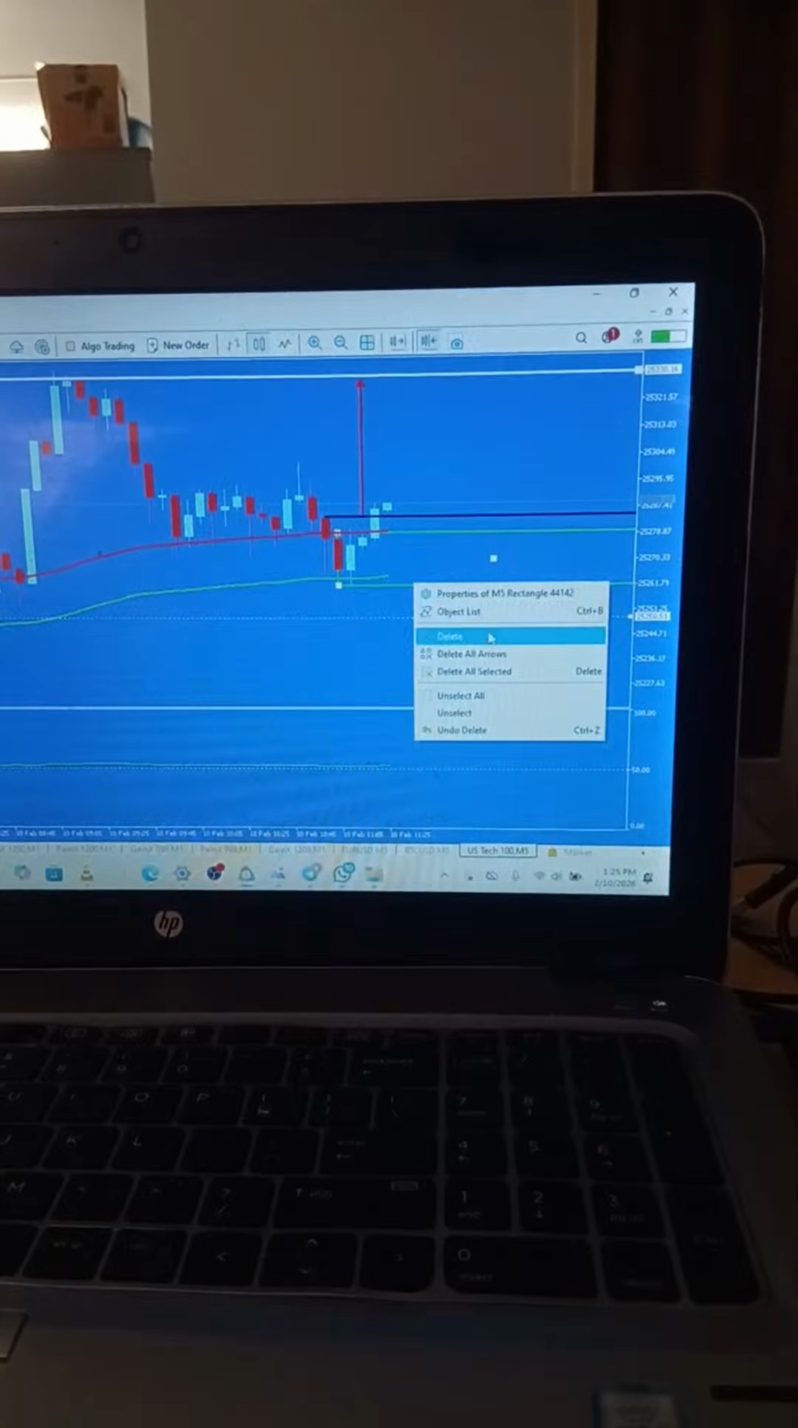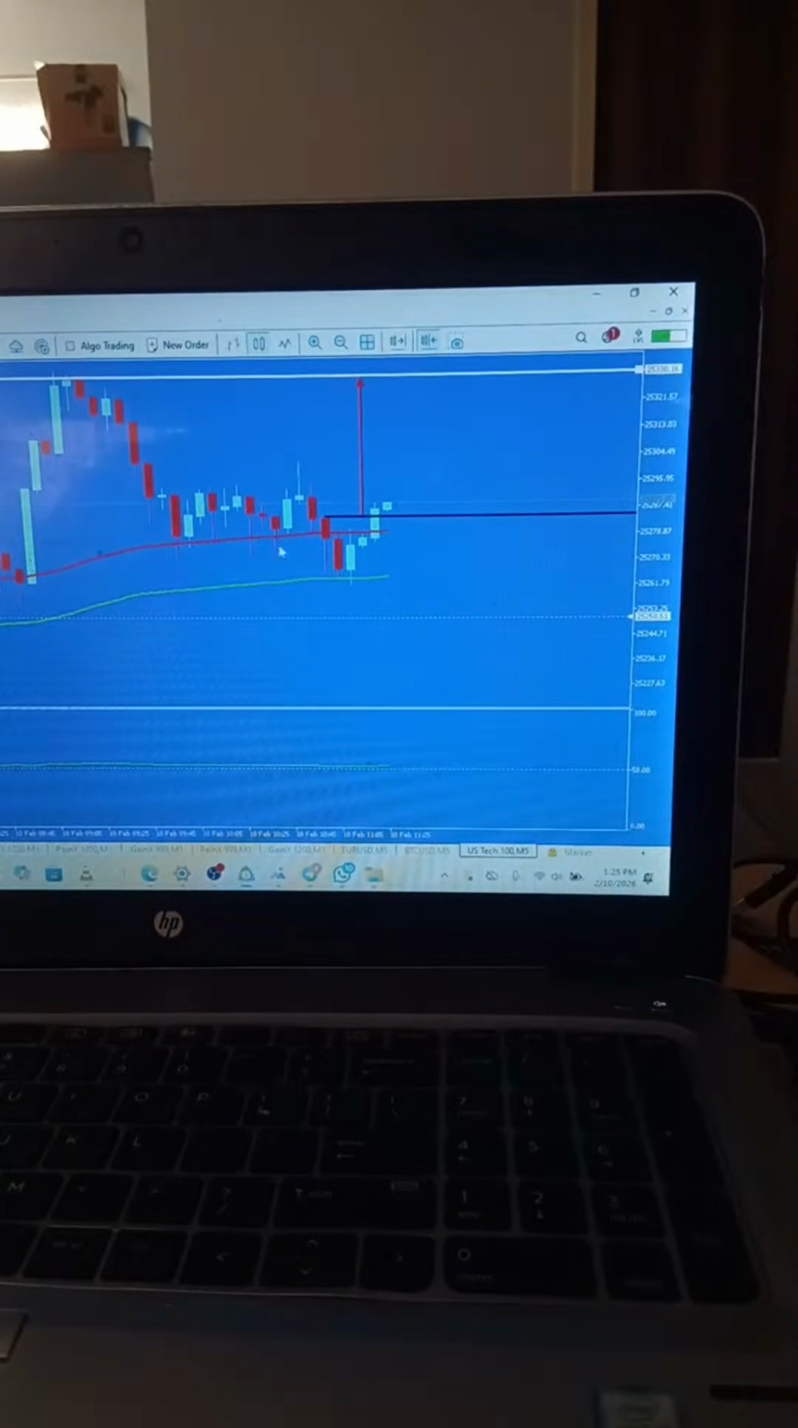Let me remove these lines. I want you guys to see this strategy. Very easy, but very, very profitable. Let's wait and see how this will go.